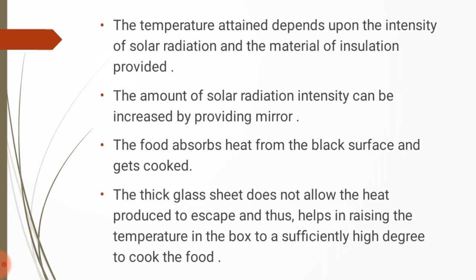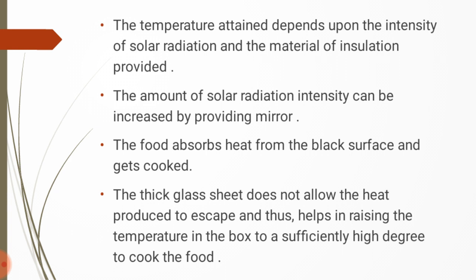The temperature attained depends upon the intensity of solar radiation and the material of insulation. These are two very important parameters, the intensity of the solar radiation and the insulation material, which decide the temperature attained by the solar cooker. That means these two parameters help us to decide the efficiency of the solar cooker. That means how much the intensity of solar radiation is and which type of material is used for the insulation. The amount of solar radiation intensity can be increased by providing a mirror.